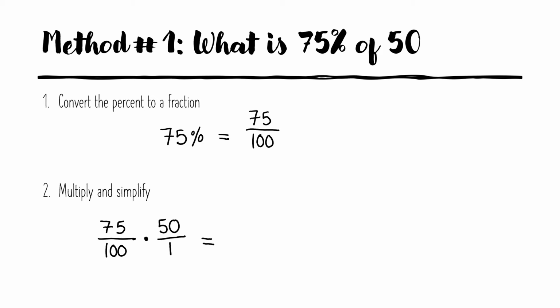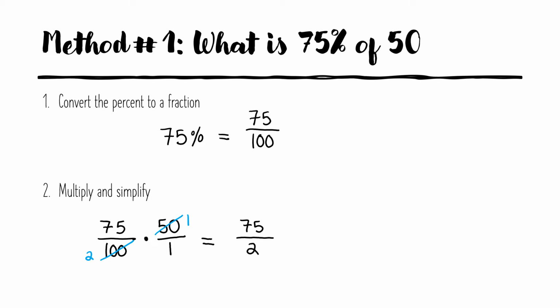So let's see. 50 and 100 definitely have some common factors that jump out to me. In fact, the greatest common factor between 50 and 100 is 50. So I can divide 50 by 50 and divide 100 by 50 and divide out my 50 and be left with just this 1 and this 2. Now I'll multiply across. 75 times 1 is 75, and 2 times 1 is 2.